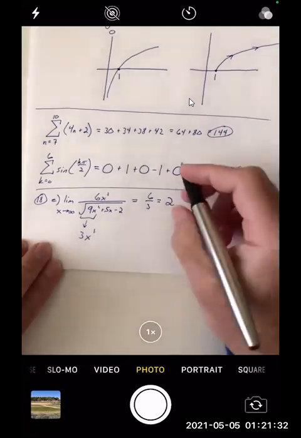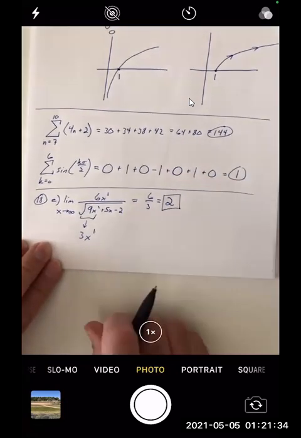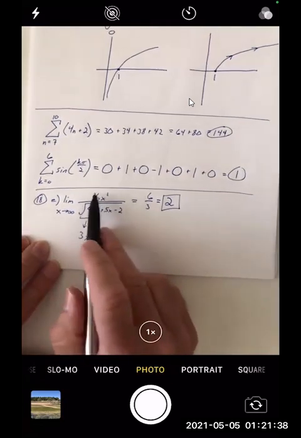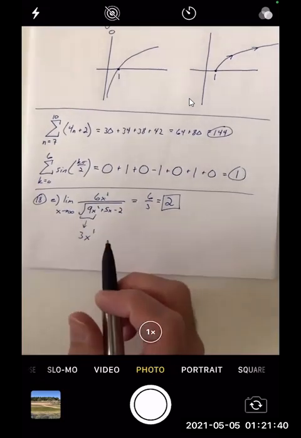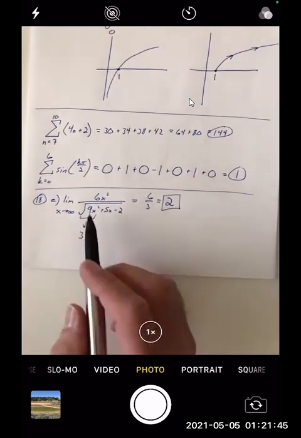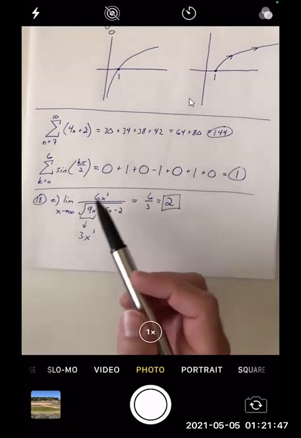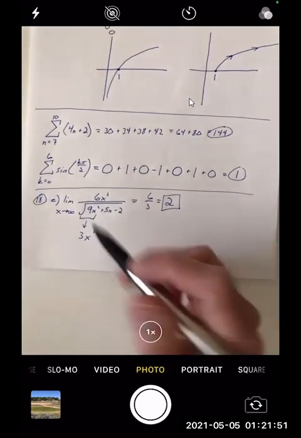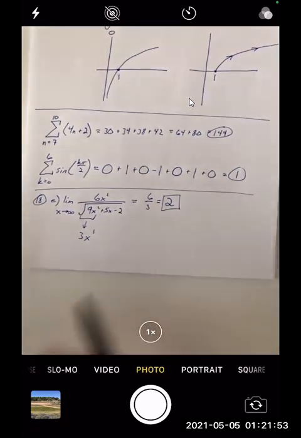And then it's going to equal 2. So if you got a square root down there, or you might even have a square root on top, just take the term that gives you the degree and then square root it. And then you can compare your exponents. But square root it first, and then compare.